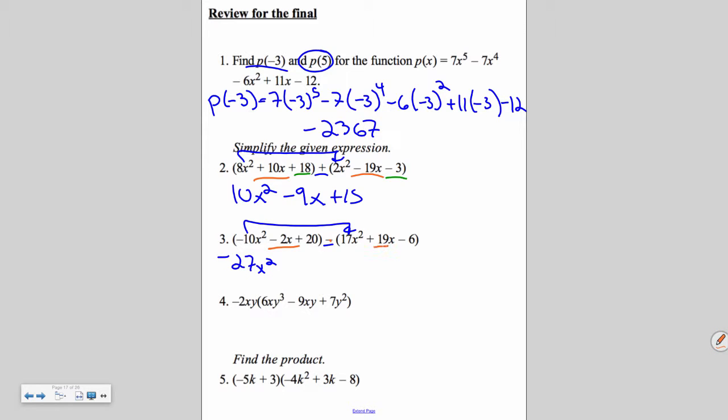-2x minus 19x is -21x. And 20 minus -6 is a positive 26, because this minus and this minus become pluses.